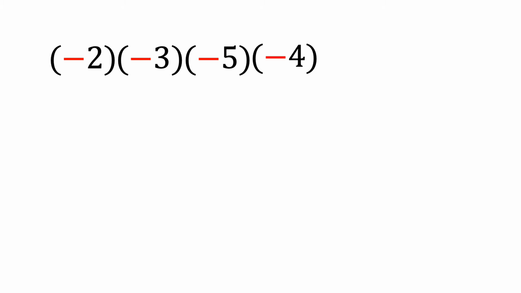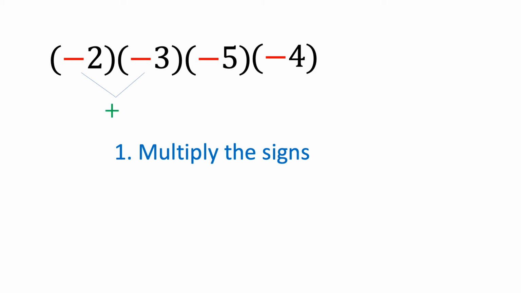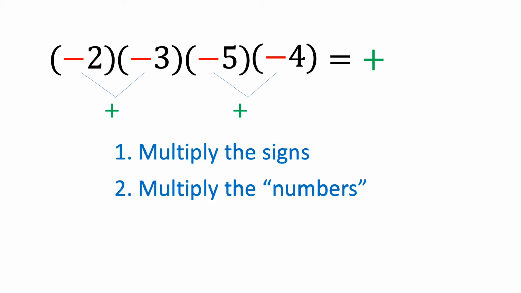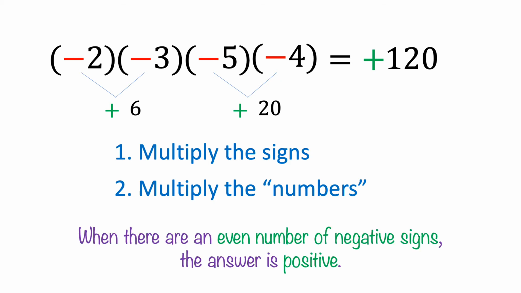In this case, we have 4 negative signs, so we start by multiplying the signs. The first two, a negative times a negative, is a positive, and a negative times a negative is a positive. Notice that whenever we have 2 negative signs, we can change that into 1 positive. So an even number of negatives makes positive answers. So now we multiply the numbers. 2 times 3 is 6. 5 times 4 is 20. 6 times 20 is 120. Positive 120. When there are an even number of negative signs, the answer is positive.